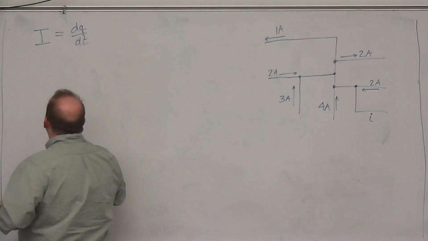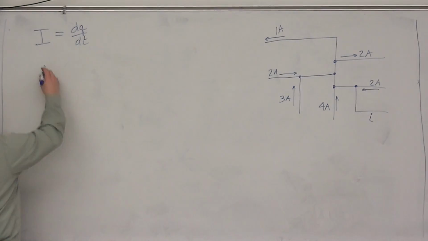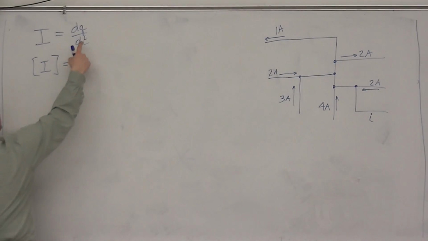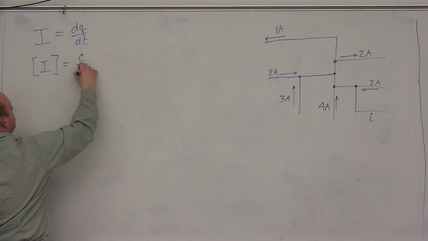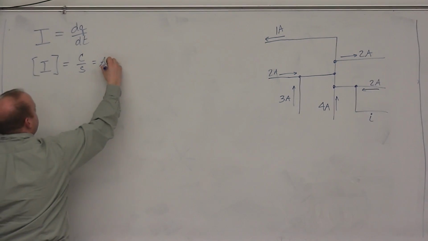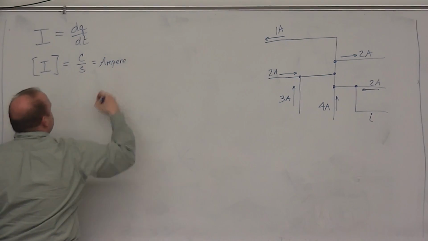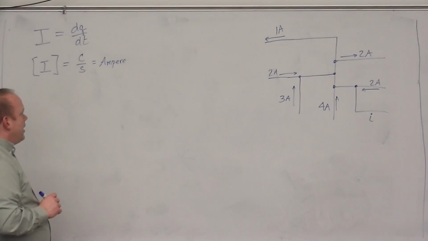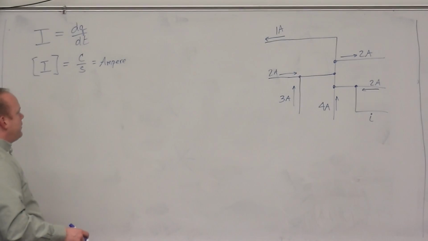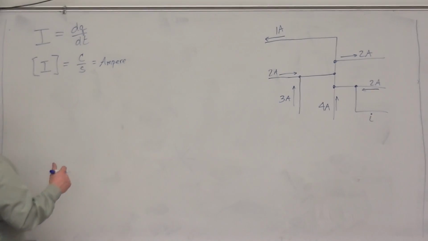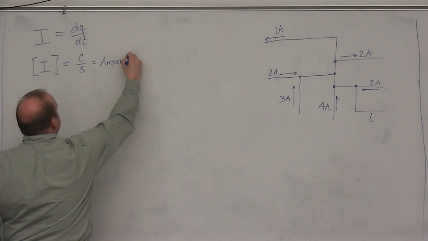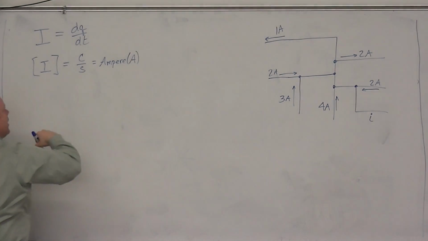Now, why they use I, I'm not sure. I don't really care. The units for I are going to be a coulomb per second, which we call the ampere. It's not amperage. It's amps or amperes. We designate that with a capital A.